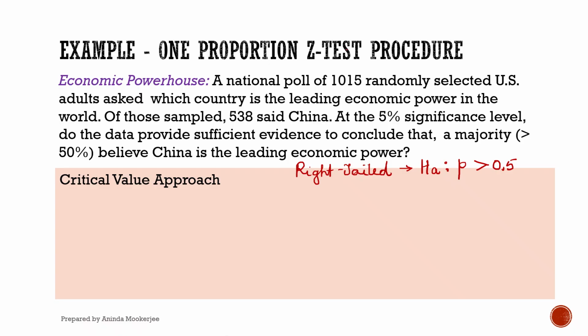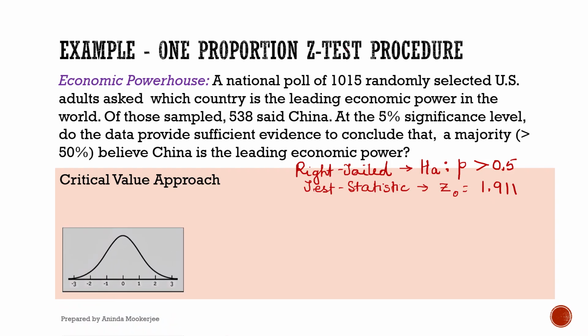And the other thing that we need to note is what the test statistic was. The test statistic that we found in the previous step was z sub 0, which was equal to 1.911. It was a positive value. All right. So now we are going to draw our curve showing the reject and the do not reject region. So let me go ahead and pull up a standard normal z curve.